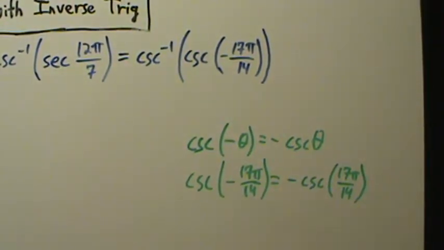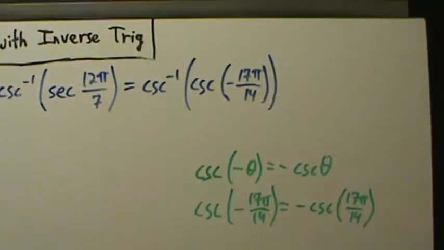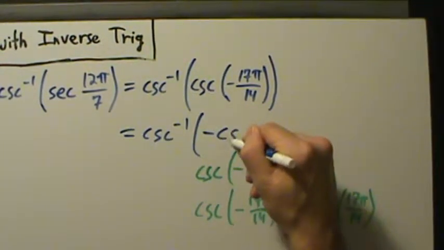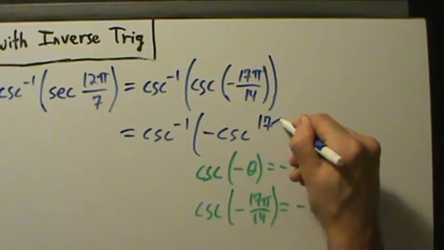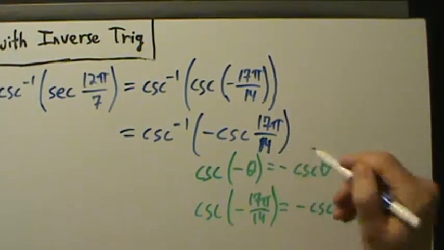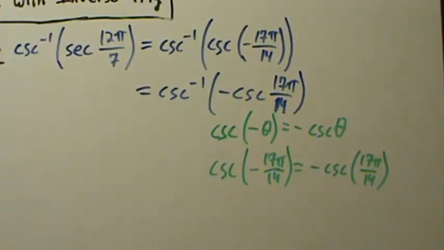So then up here we can say this equals inverse cosecant of negative cosecant of 17 pi over 14. Okay, so that's what we have going on there. Now inverse cosecant is also an odd function.